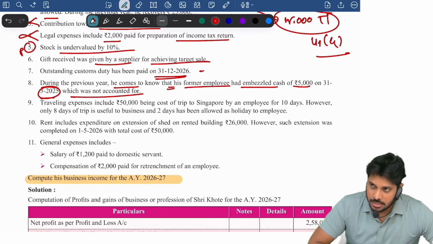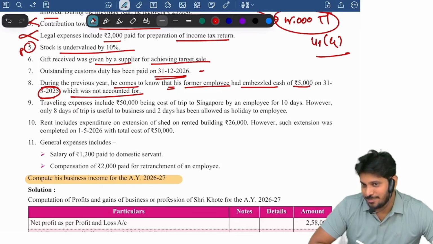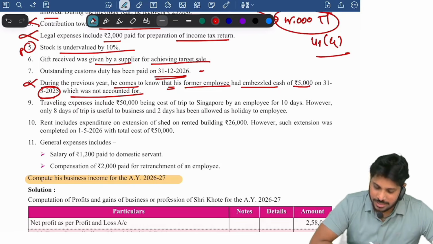Embezzlement. This is actually a loss. This is not a business expenditure. In income tax under PGBP, you get deduction only for expenses, not for the loss. Yes, no, theft and all, you won't get deduction. Therefore, I will ignore it. Am I right?